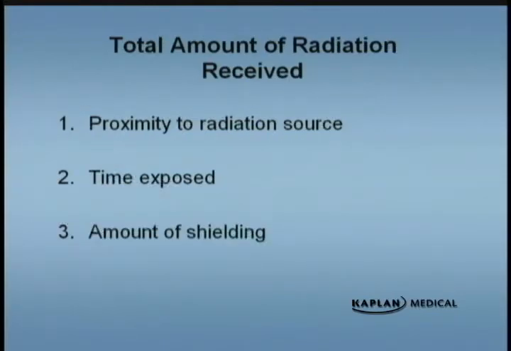So the total amount of radiation you're exposed to is dependent on a couple of factors. Most importantly is how powerful the radiation source is. Next, you want to know how close the patient was to the radiation source. The closer you are to the source, the more ionizing radiation you would receive. Of course, the time exposed is important. And then any shielding. If you're wearing a lead shield, you'll be protected.